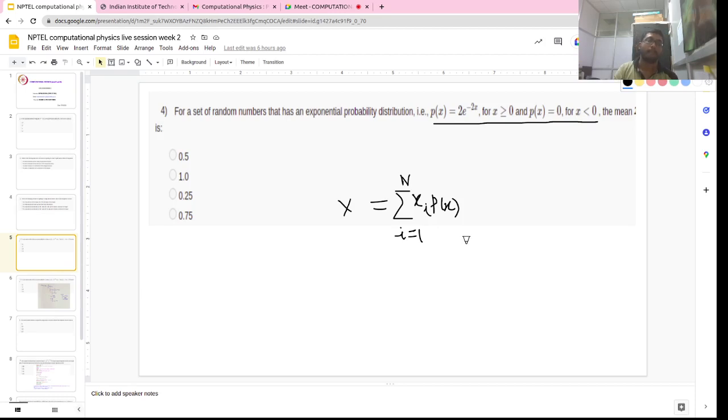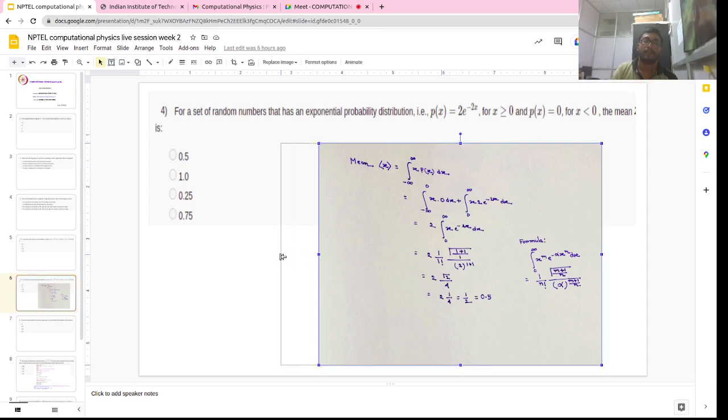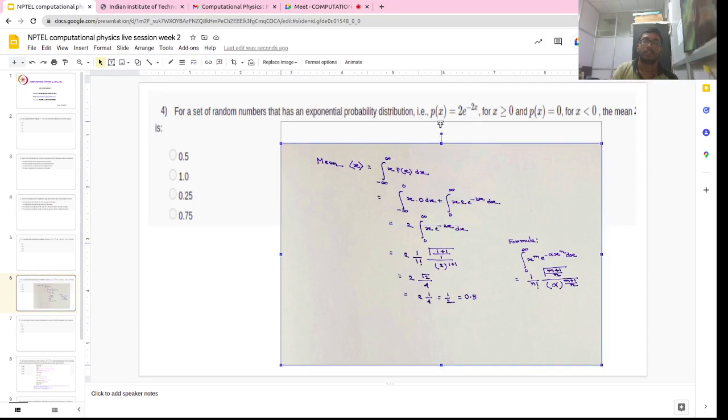Yes sir. For a uniform distribution, p(x) equals 1, and then we just have to take 1 by n, and that will give us the mean x. So here the question is this. Is the page, the solution page, visible to all? Yes sir. I think now it's better, right?